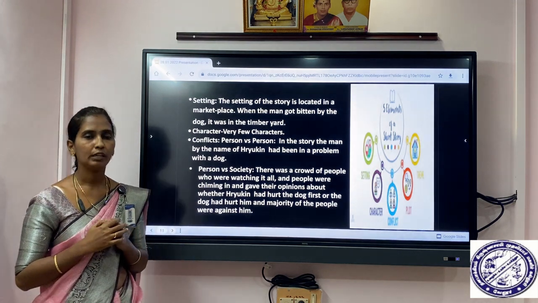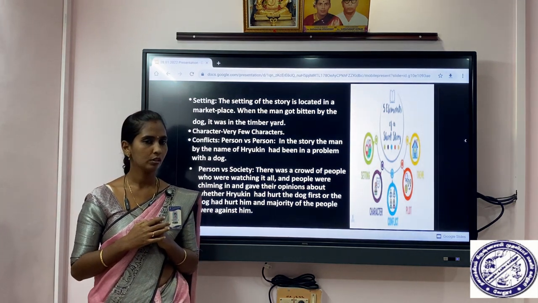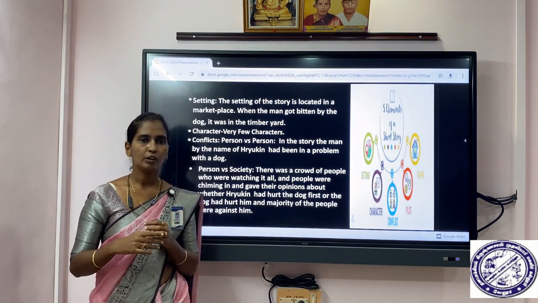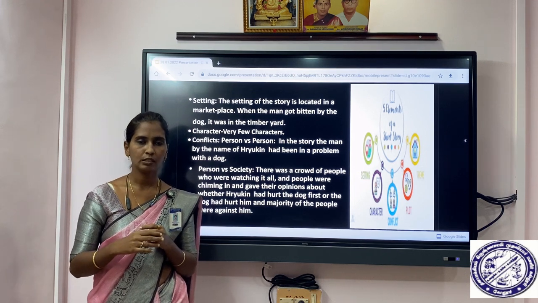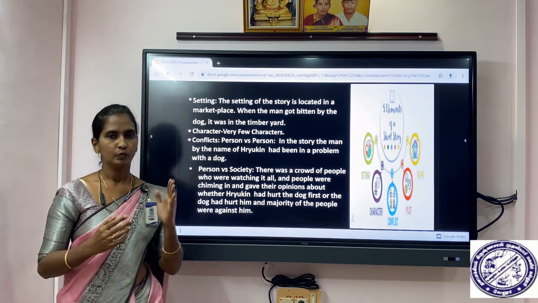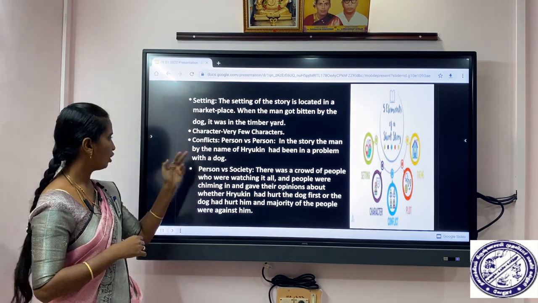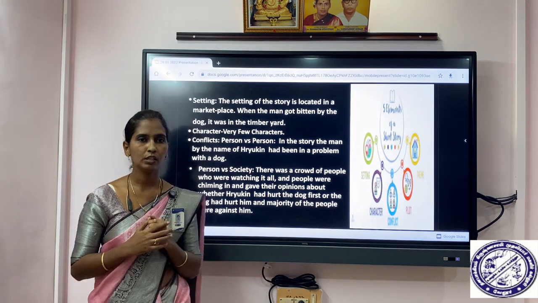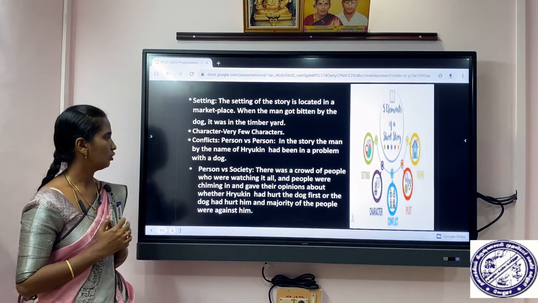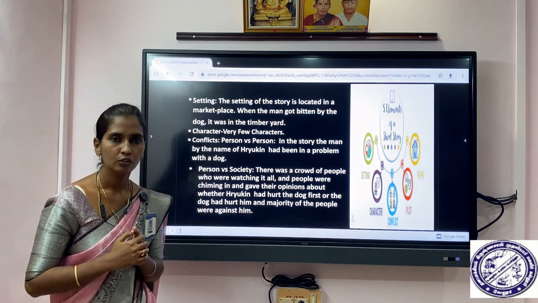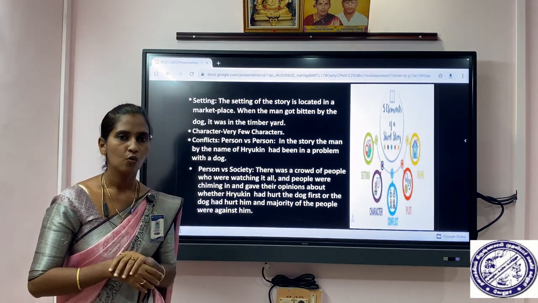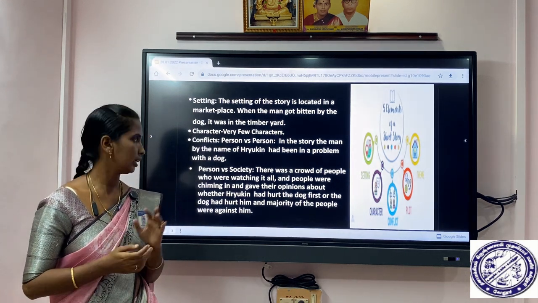And the conflict is the clash between 2 forces, and in a short story it has been classified into 4 types: conflict within oneself, conflict with others, conflict with the environment, conflict with the supernatural. So these are the 4 classifications of conflicts. In the short story we could see the conflict between person versus person. The man called Rukin is in a problem with the dog. He has been bitten by a dog and he wants a report to be drawn against the owner of the dog, and he wants the dog to be killed.